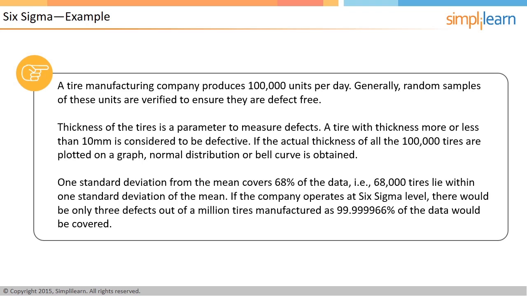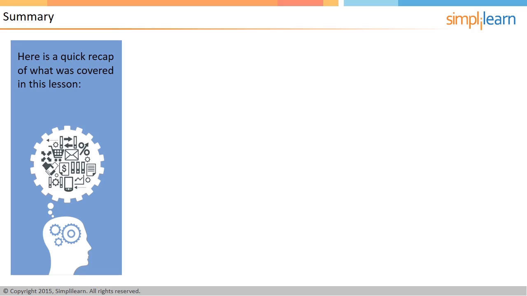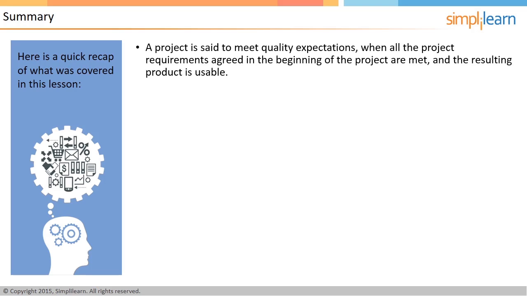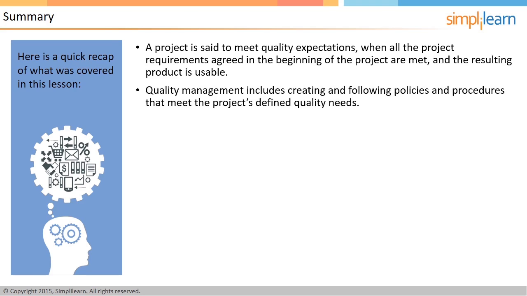Let us now check your understanding of the topics covered in this lesson. Here is a quick recap of what was covered in this lesson. A project is said to meet quality expectations when all the project requirements agreed in the beginning of the project are met and the resulting product is usable. Quality management includes creating and following policies and procedures that meet the project's defined quality needs.